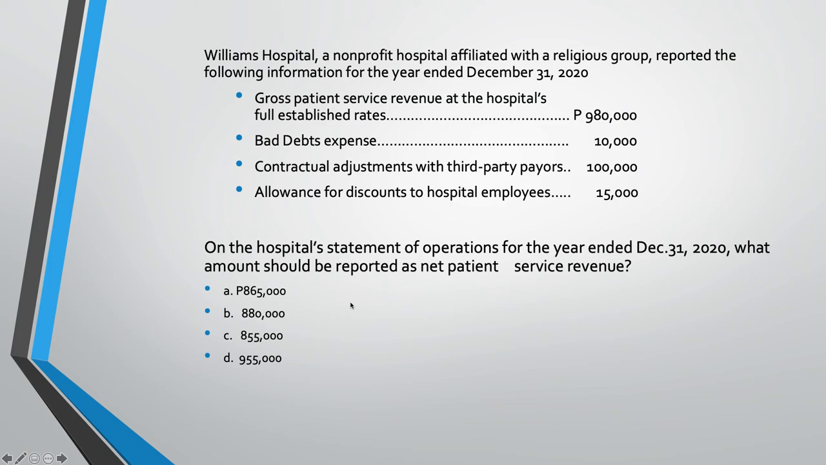How about this one? Williams Hospital, a non-profit hospital affiliated with a religious group, reported the following information for the year ended December 31, 2020. Gross patient service revenue at the hospital's full established rates is 980,000. Bad debts expense of 10,000. Contractual adjustments with third-party payers 100,000. Allowance for discounts to hospital employees 15,000. On the hospital statement of operations for the year ended December 31, 2020, what amount should be reported as net patient service revenue?